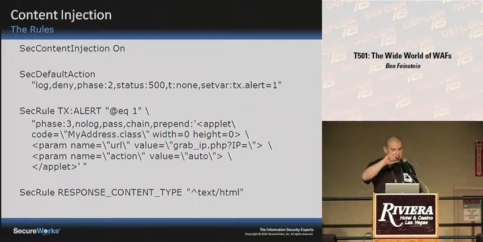And you're matching on TX alert in that security rule, and you see it says prepend, and you've got some stuff that's getting injected in there: an applet tag, myaddress.class, and then a submission to grabip.php. It's going to grab the IP off the browser and return it in a parameter to me.